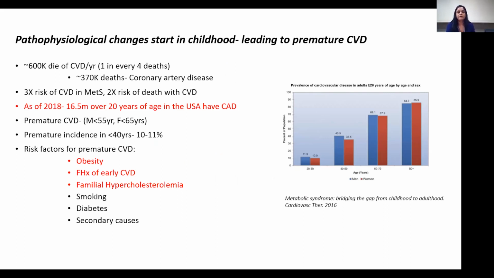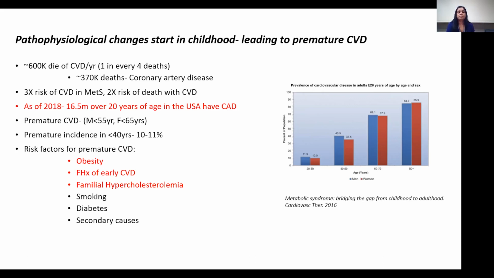So it includes three components: coronary artery disease, stroke or TIA, and peripheral vascular disease. About 600,000 people die of cardiovascular disease every year. That is 1 in every 4 deaths. And out of those 600,000, about 370,000 are because of coronary artery disease. So 1 in every 4 deaths is because of cardiovascular disease.